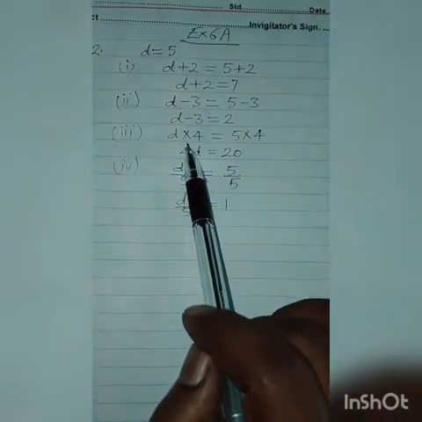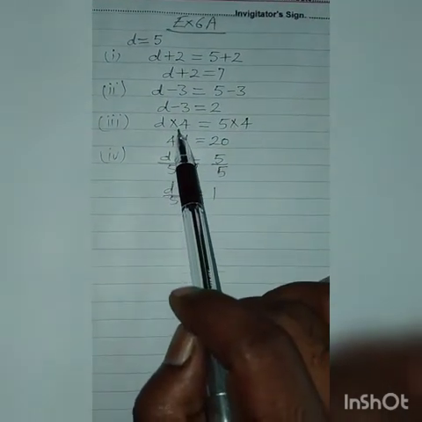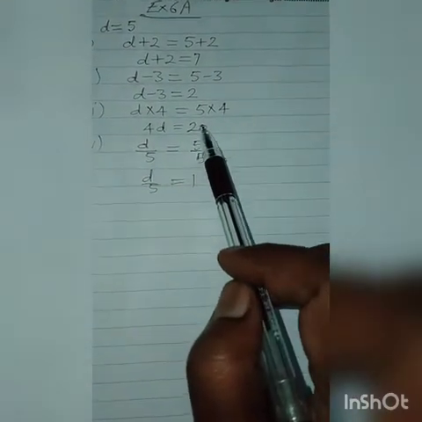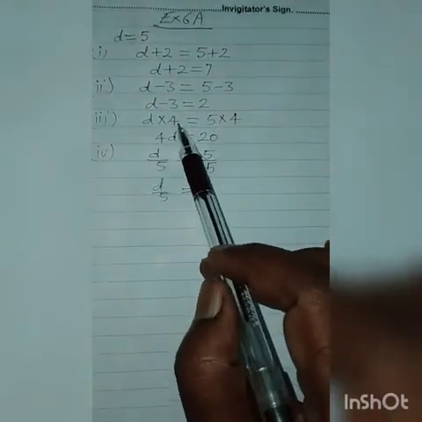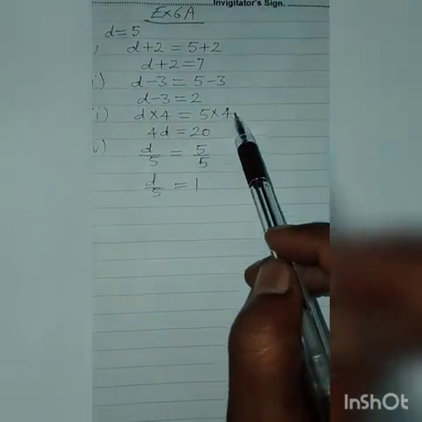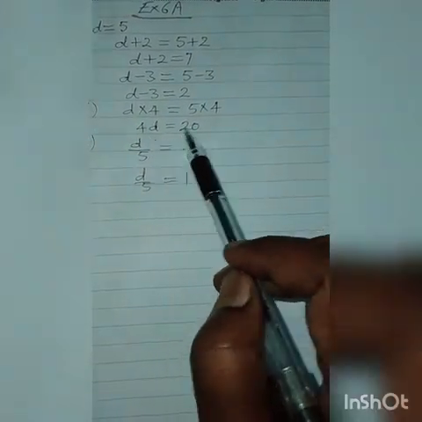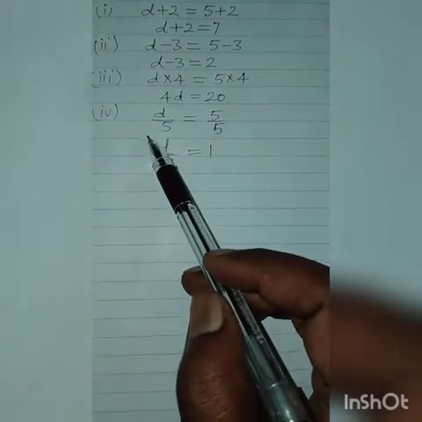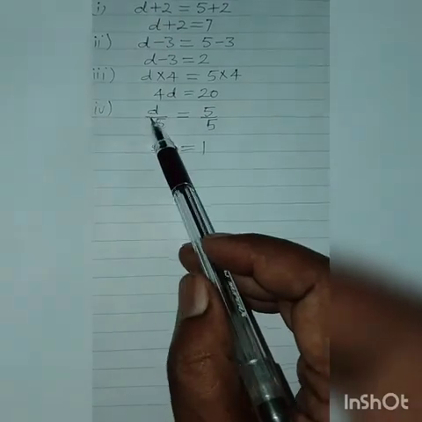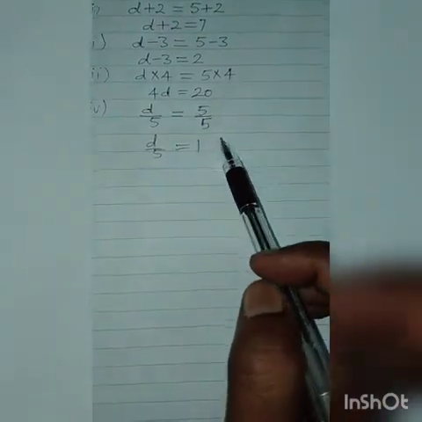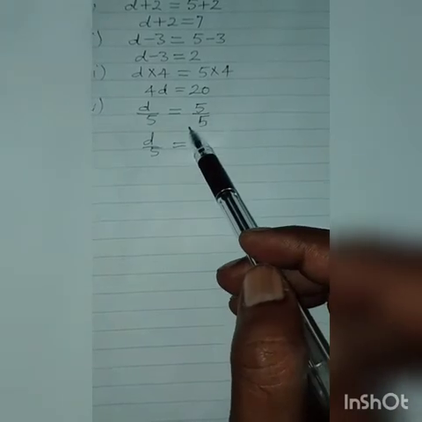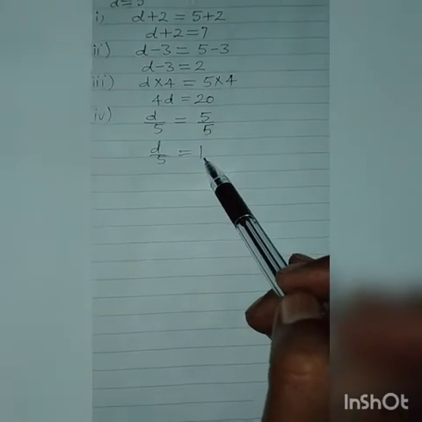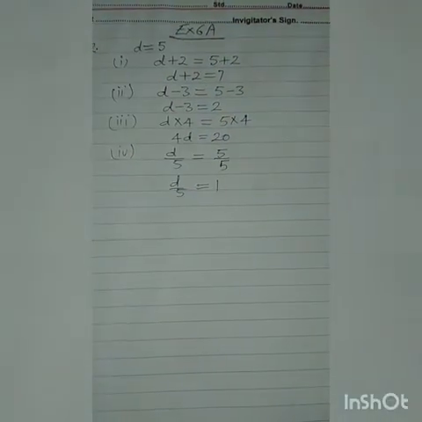Then I'm multiplying by 4 on both sides. So d into 4 equal to 5 into 4. D into 4 is 4d, and 5 4s is 20. So this is your third equation. Now divide both sides by 5. So d upon 5 and 5 upon 5. 5 upon 5 is 1. So d upon 5 equal to 1 is your fourth equation.